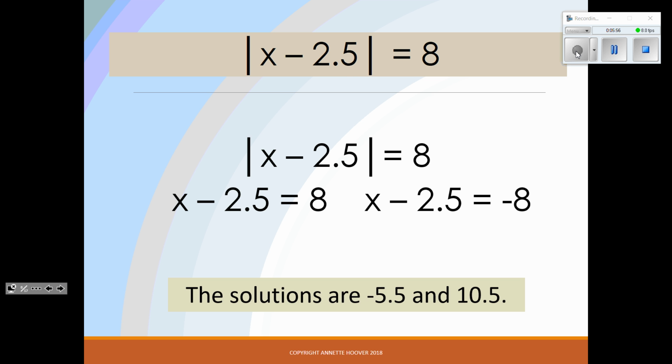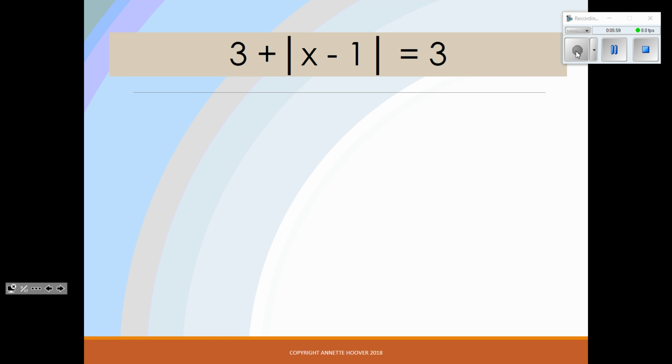There's your two equations. Okay, on this one, on the left side of the equation, the absolute value is not by itself. We have to get it by itself first. It's being added to 3. So the first thing we're going to do is move the 3 to the other side of the equation. So now we have the absolute value of x minus 1 is equal to 0.